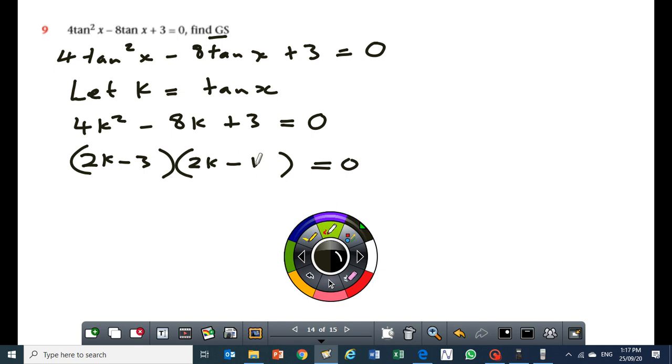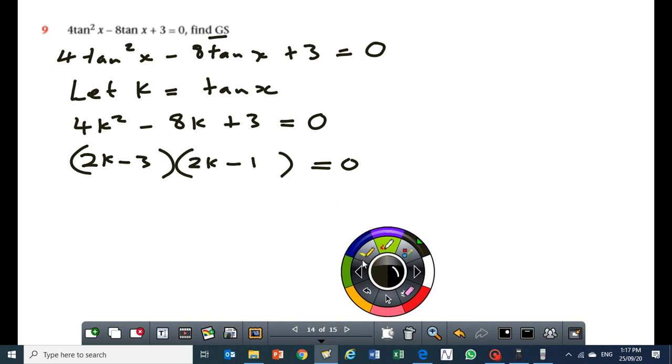If you're paying attention to what I was doing there, you will never have any issue with any quadratic equation, if you have a good calculator. Right? So from here, I'm almost done. Then I need to equate each of these two binomials to 0. So you end up having 2k minus 3 equal to 0, or 2k minus 1 equal to 0.